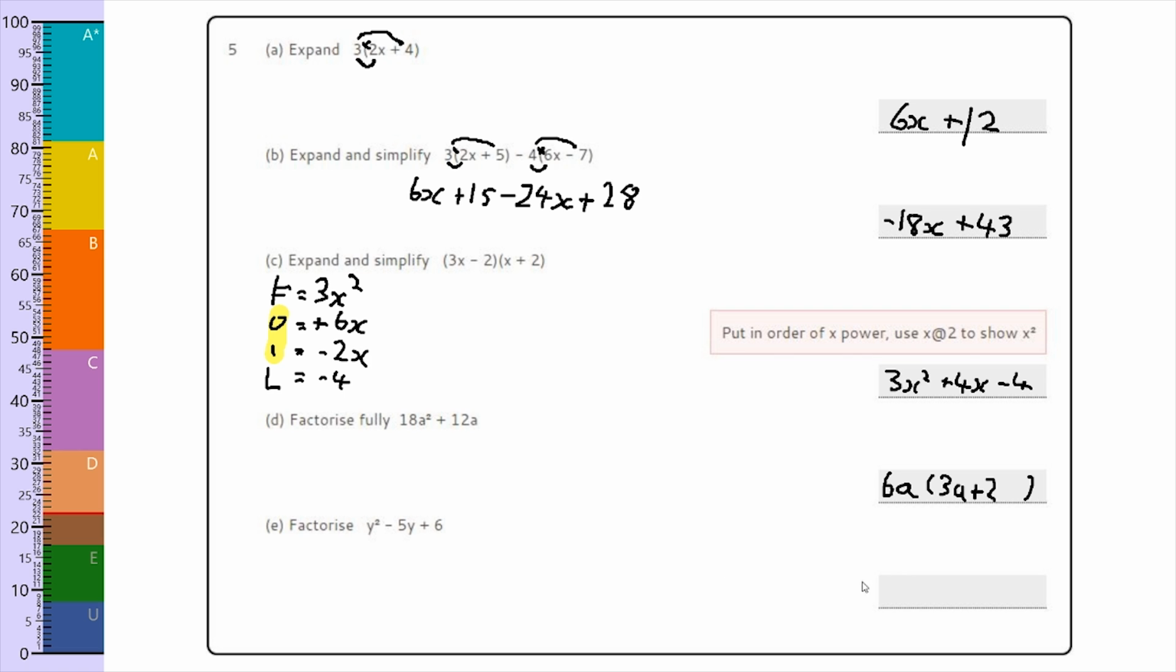Okay, last one, factorise, but this time it's a double bracket. Now the first term is y squared, so we know both of these will have to be y. Now these add together to make a negative and times together to make a positive. The only way that can happen is if they're both negative. And two numbers that times together to make 6 and add together to make -5. Well, it's going to be 3 and 2. Now, you can always check both of these ones by expanding them and seeing if you get the same answer, and you should do. Okay, let's move on.